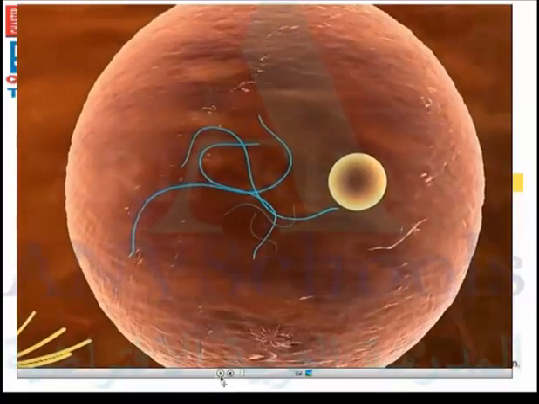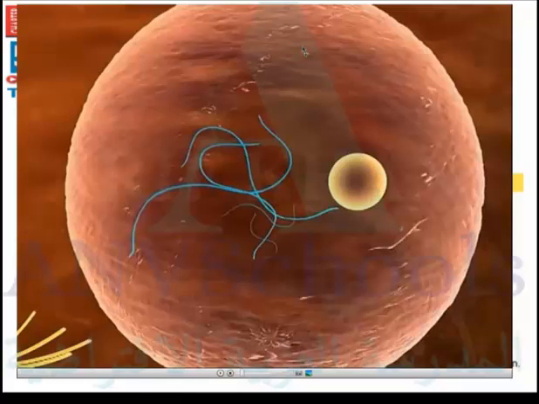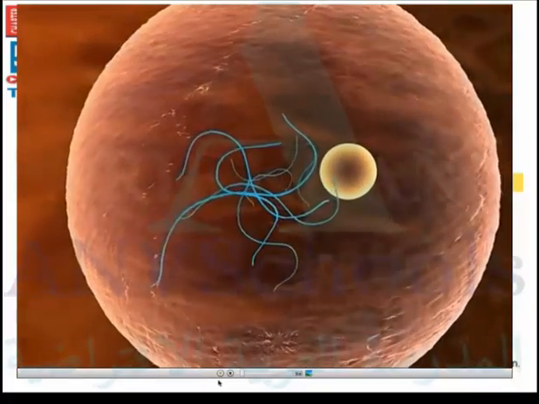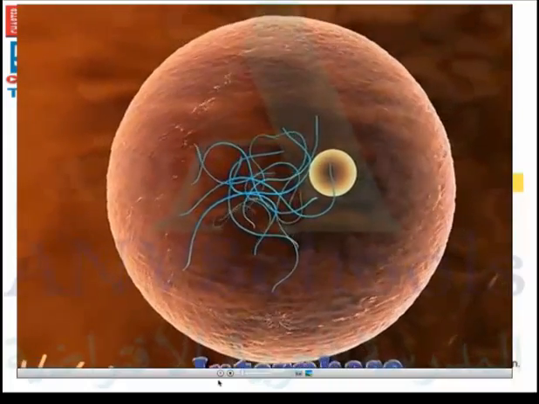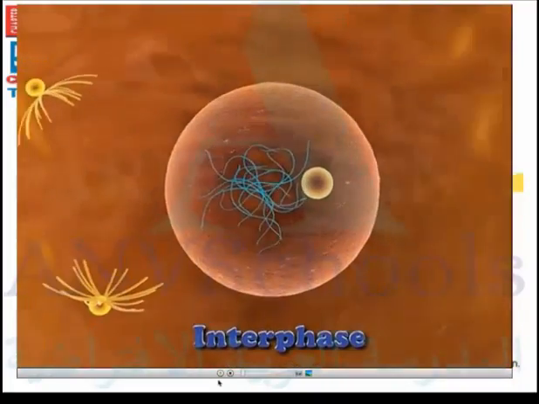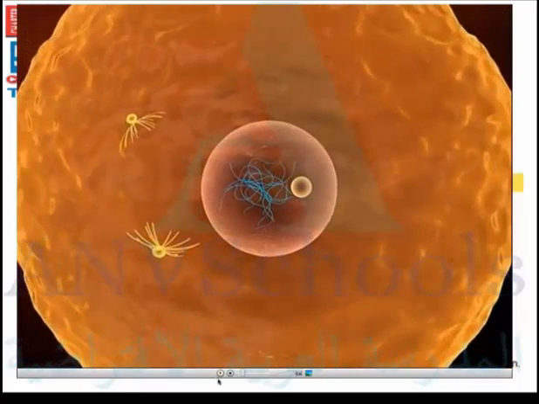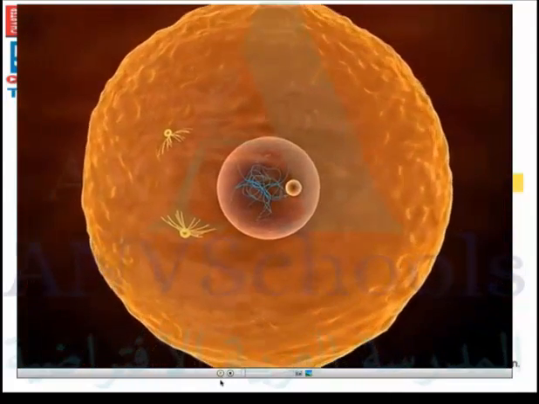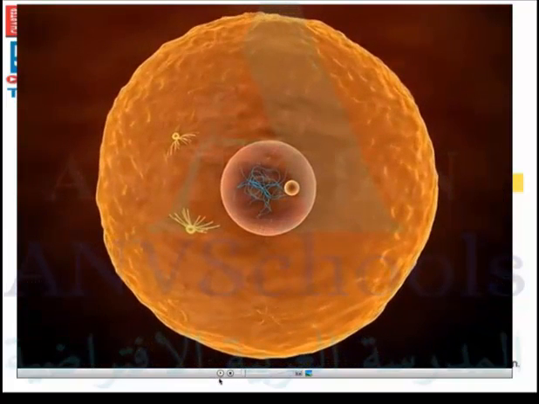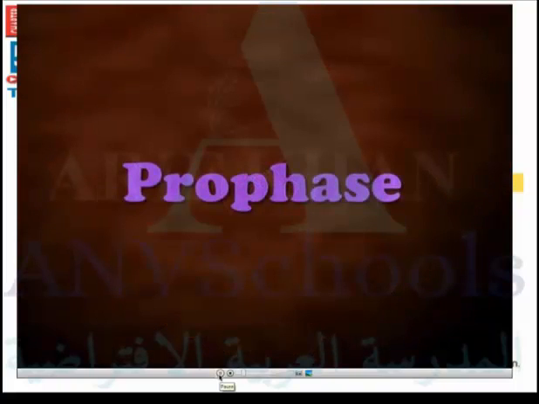Before division, the cell prepares to divide by growing or increasing in size, and also by duplicating the DNA material. That is interphase. During interphase, that is what the cell does, preparation. We saw that interphase has G1, S, and G2 stages. Then the cell enters prophase.